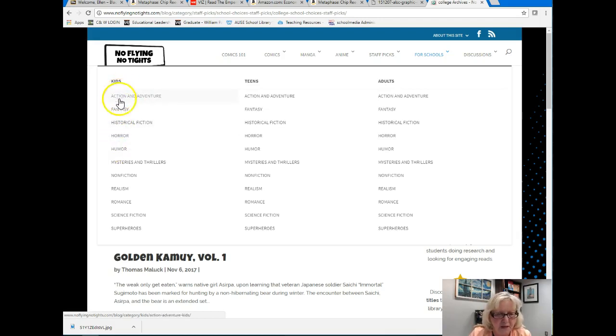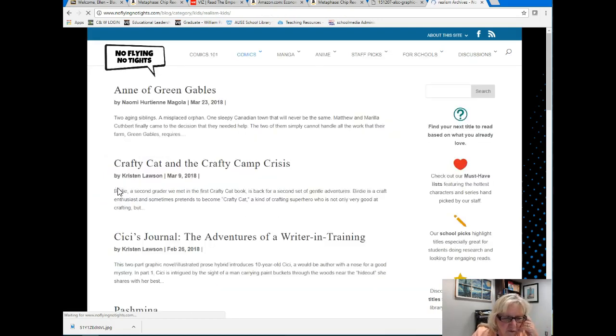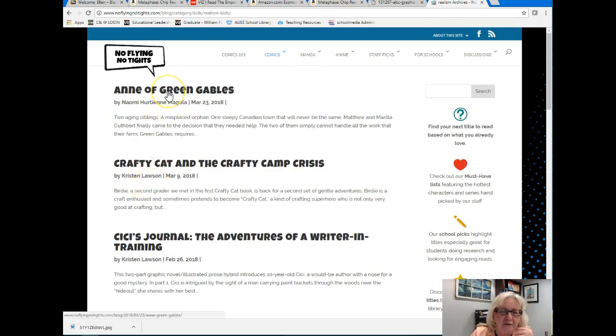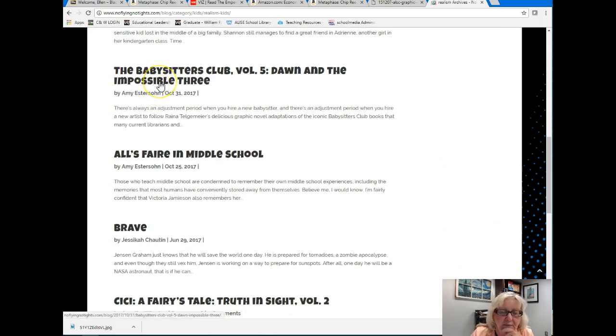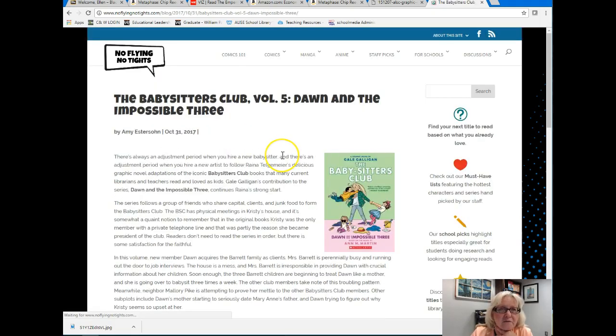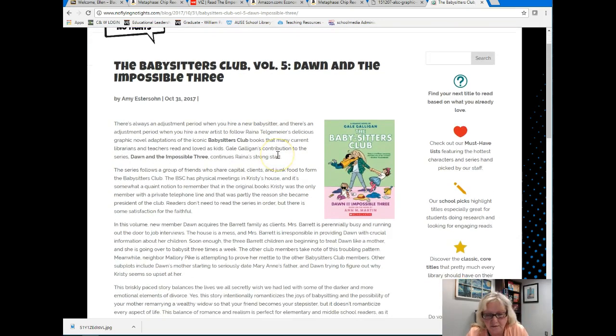It's a form and not a genre, because we've discussed fantasy or historical fiction, horror as part of fantasy, humor, mysteries and thrillers, nonfiction, realism, which I would imagine is their word for realistic fiction. So they have Anne of Green Gables, which I would tend to put under historical fiction. Babysitter's Club, if you remember those from when you were younger, they are now out in graphic novel format. And I think they also have Nancy Drew and Hardy Boys out in graphic novel format.